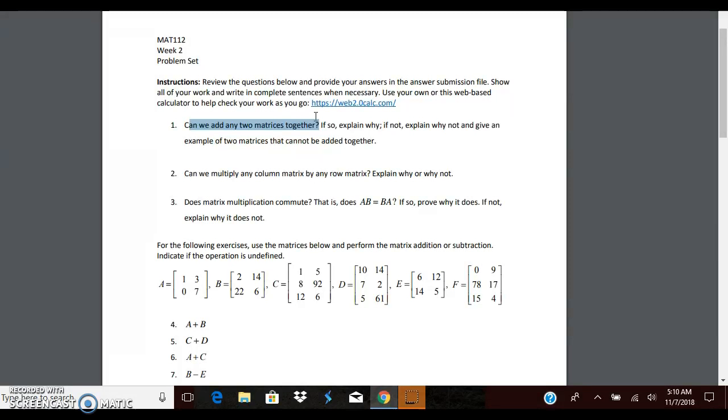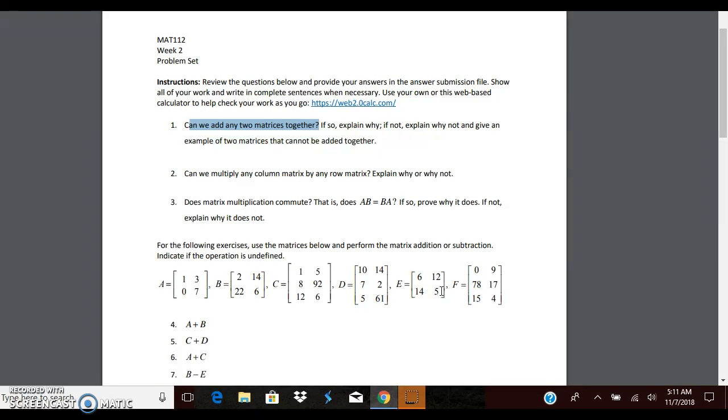Remember, when we're adding matrices, they have to be the same size. So if it's a 2 by 2 matrix plus a 2 by 2 matrix, we could add the two of them together. If it is a 2 by 2 matrix and we have a 3 by 2 matrix, we cannot add those together. So those would be examples that we could and cannot add together.